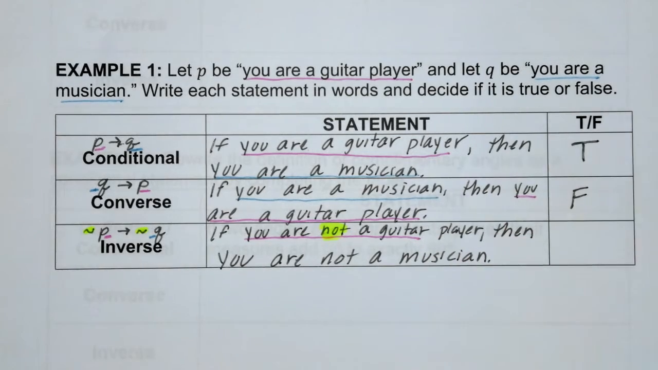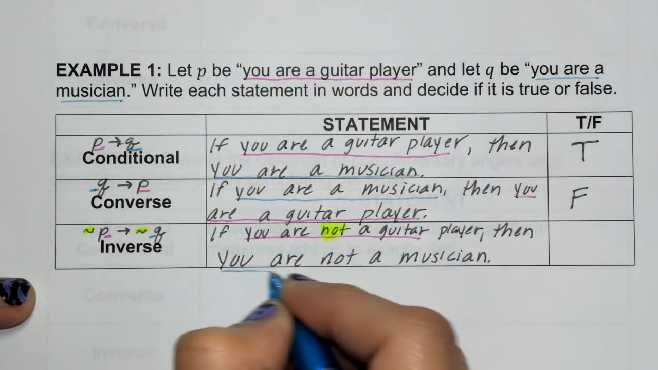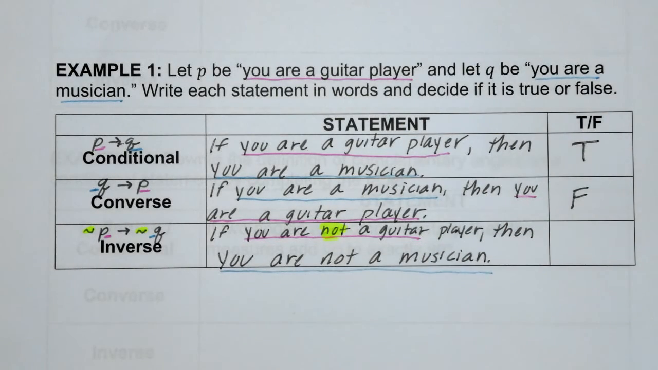Always just remember that opposite, so that you are not a musician now becomes our conclusion, because it's inverse, because we have negated it. So if you're not a guitar player, does that mean you're also not a musician? No, that's a false statement because, again, if you're not a guitar player, you could still be a musician. You just play a different instrument.